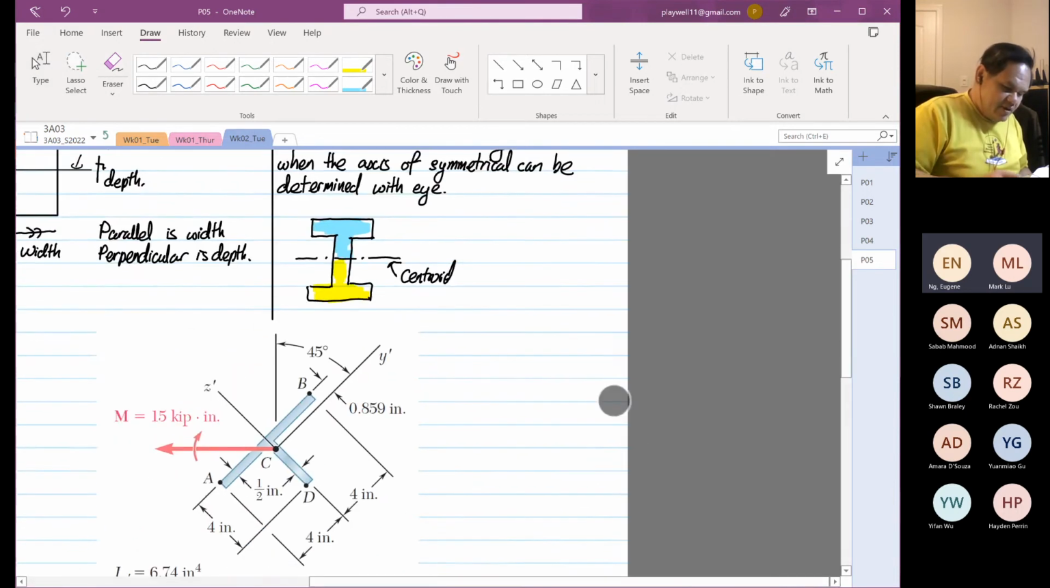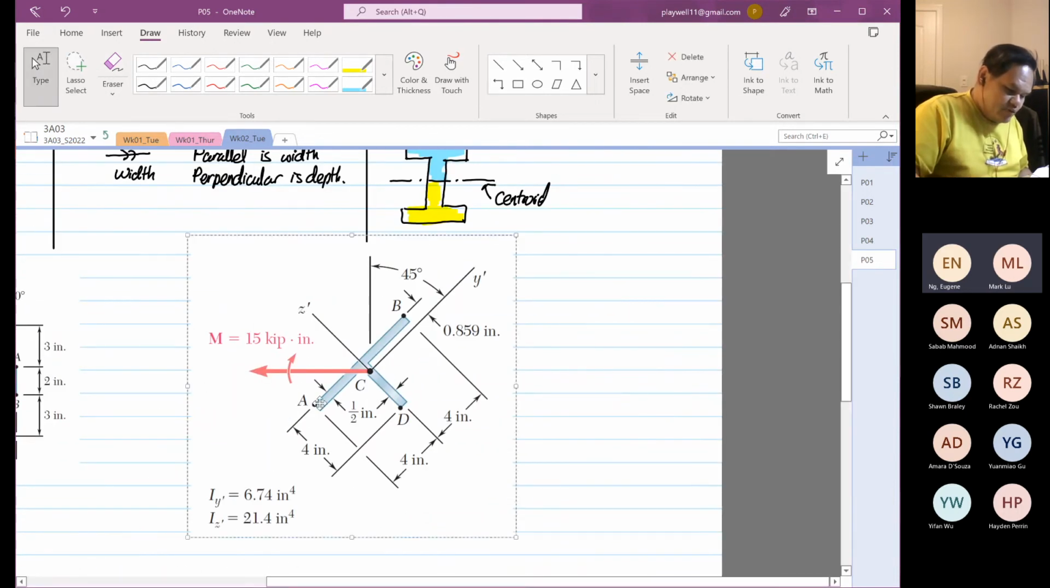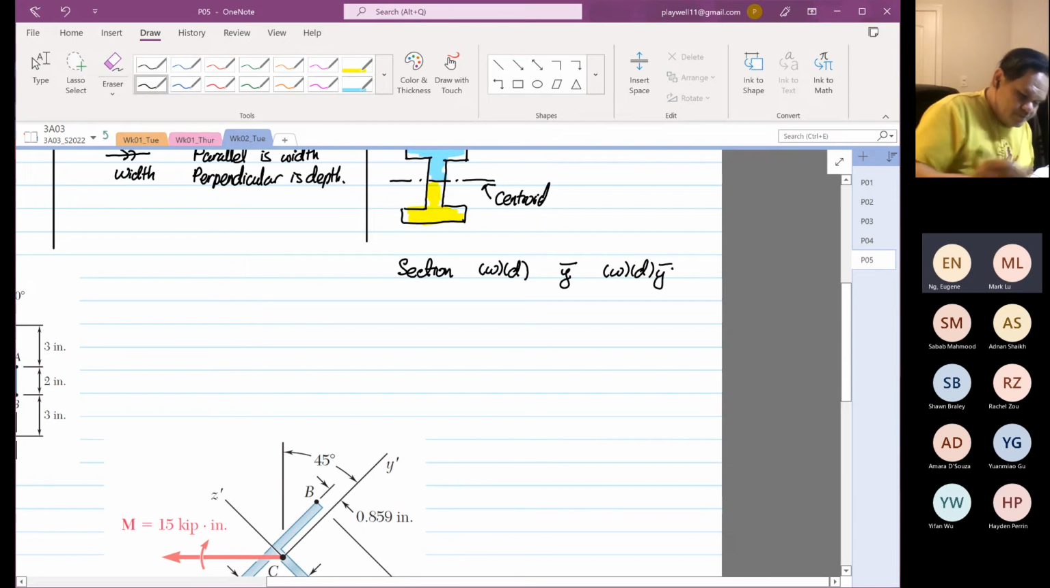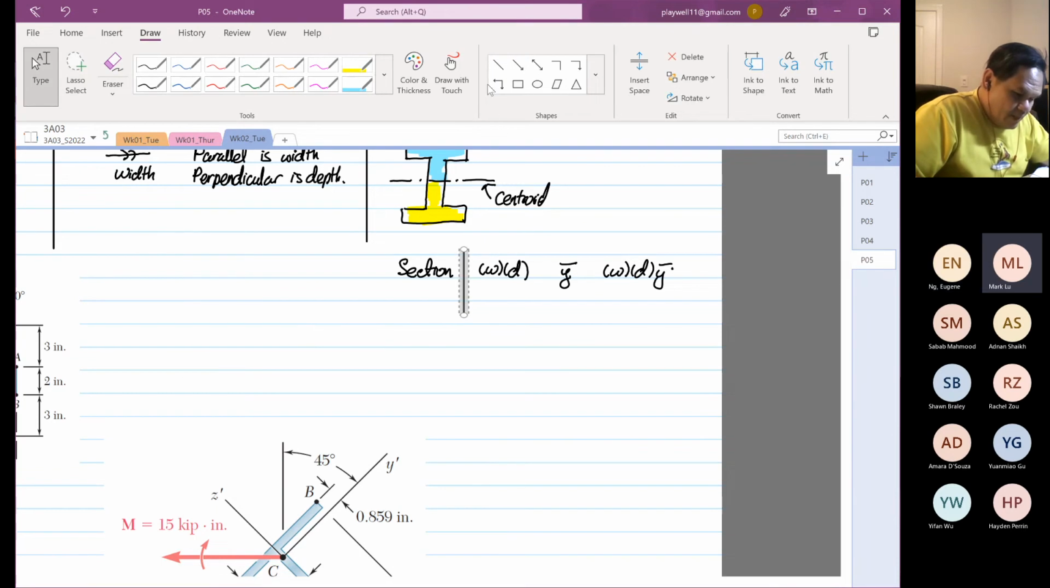Then the next thing that you have learned that's really useful is when you have a section, you know that you have to do by width and depth. Then you determine your y bar, and then you determine WD y bar. Remember, we formed this table? All these are things that are difficult to remember, but this is what a summary sheet is all about.